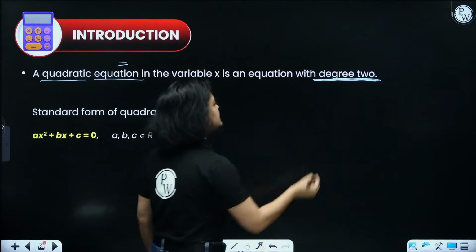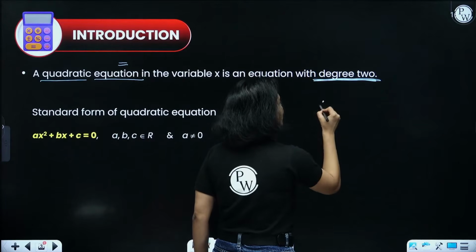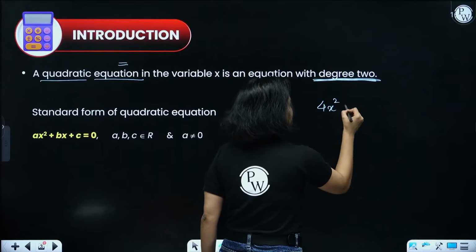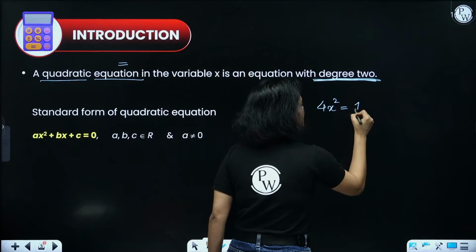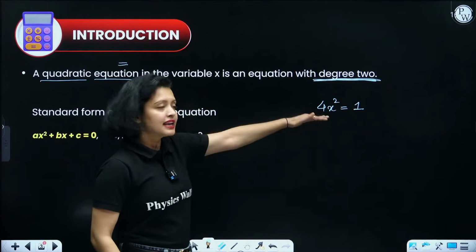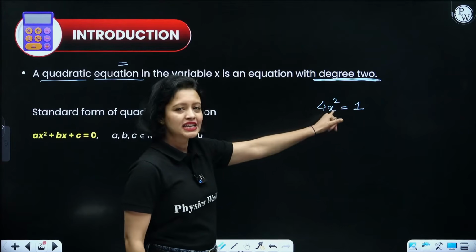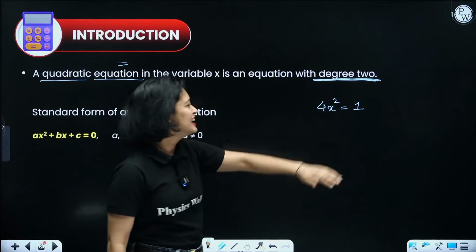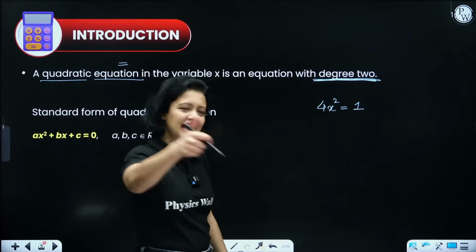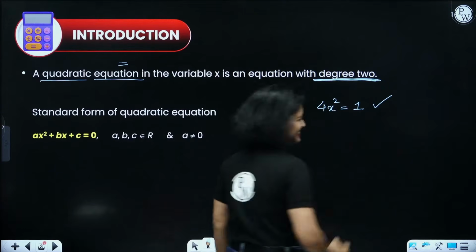So let's write some things down. For example, if I write 4x² = 1. Now here, this is an equation. What is the highest power of the variable? 2. So is this a quadratic equation? Yes, it is a quadratic equation, guys.